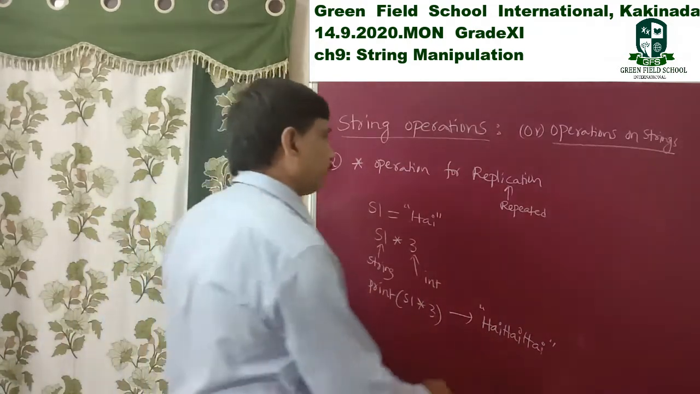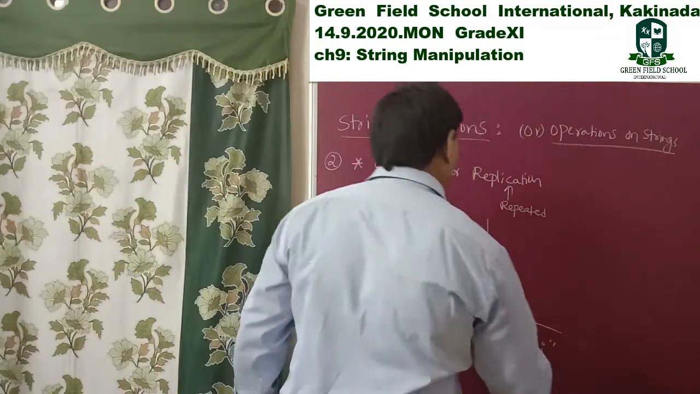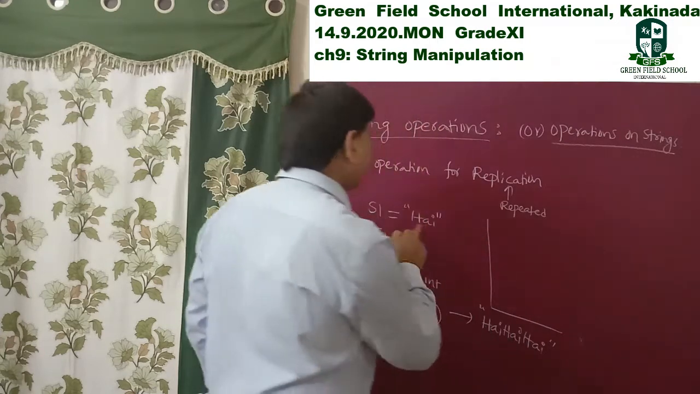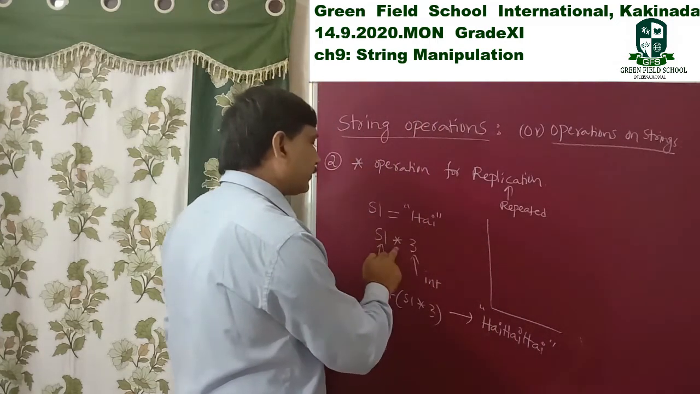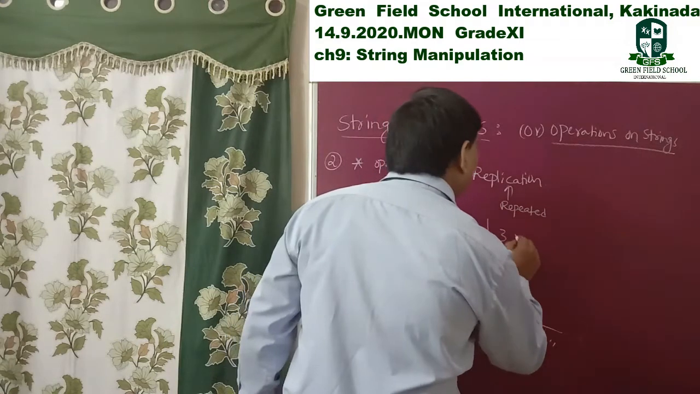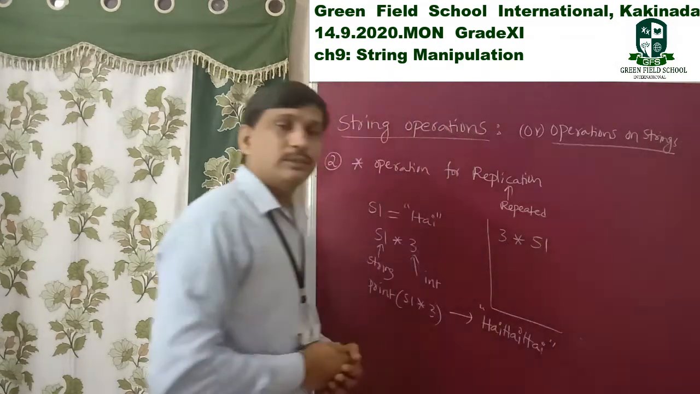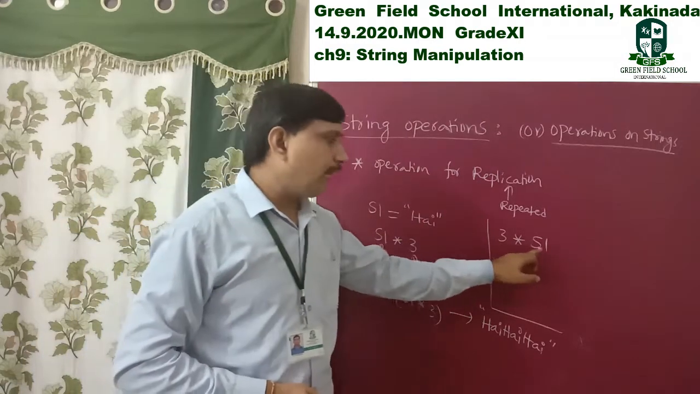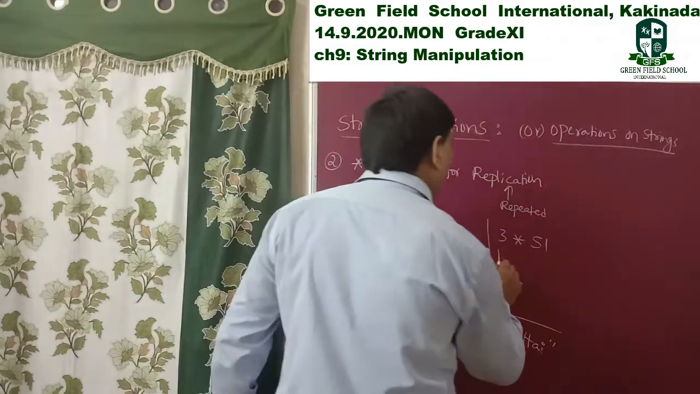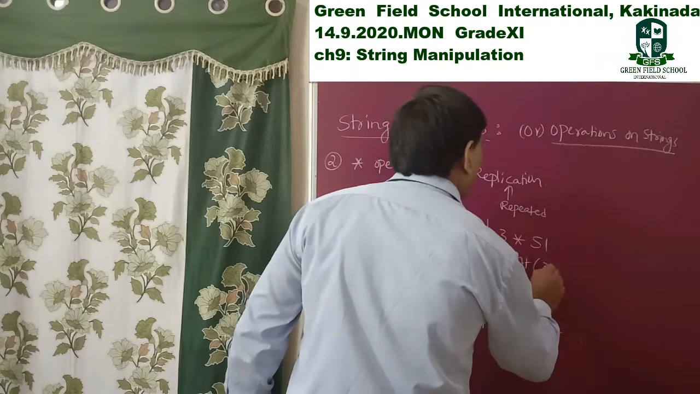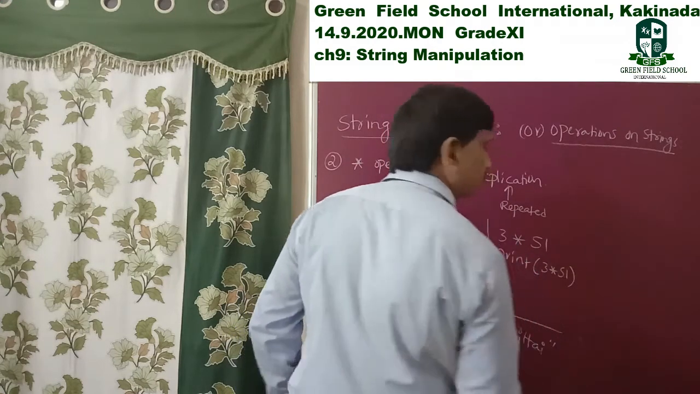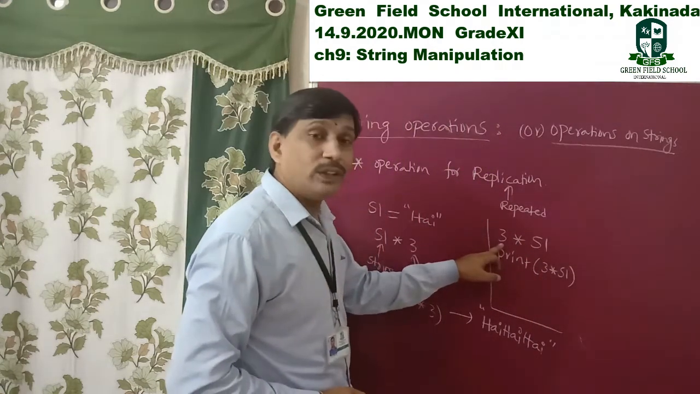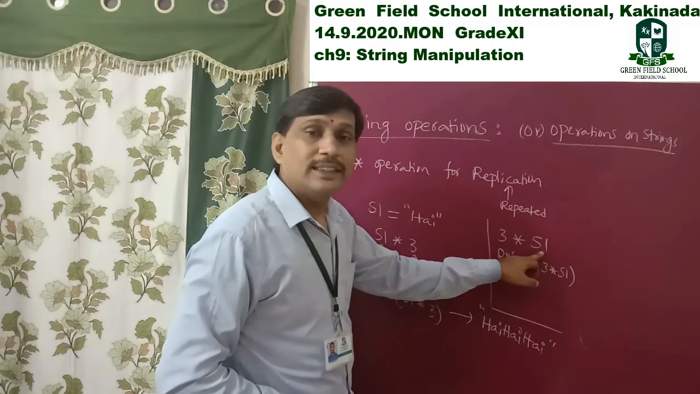I take one more example here. See, here S1 is hi. I write S1 star 3, and I also write 3 star S1. Here S1 is hi. I print 3 star S1. Here 3 is an integer value and S1 is a string value.